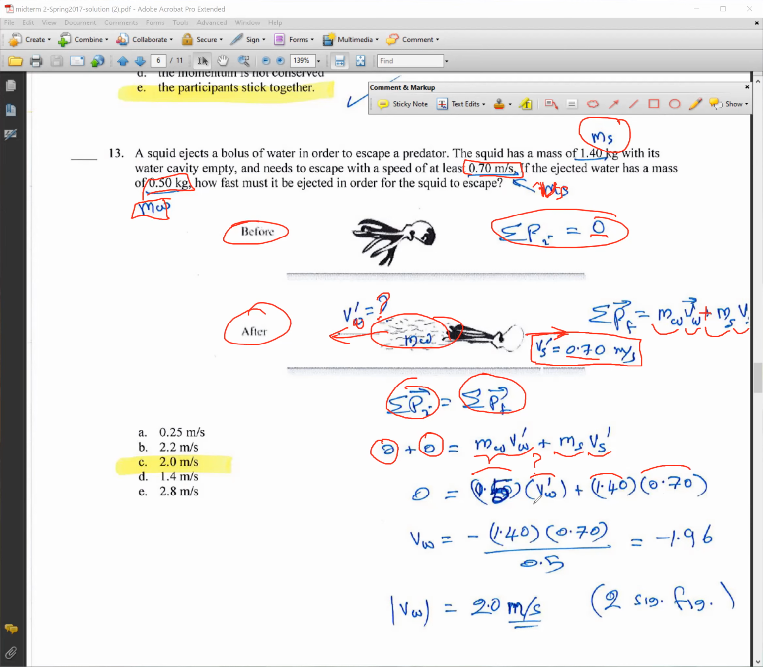So I solve for velocity water, which gives velocity water equal to negative 1.4 times 0.7 divided by 0.5. This gives a negative velocity of negative 1.96 meters per second, or you can round it to about 2.0 meters per second. These are two significant figures, so among the options, option C is the closest answer, 2 meters per second. So this is question 13.